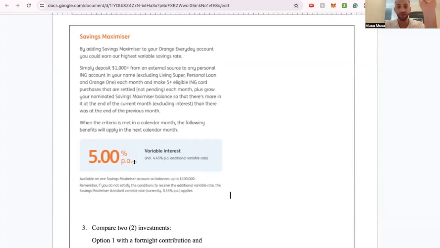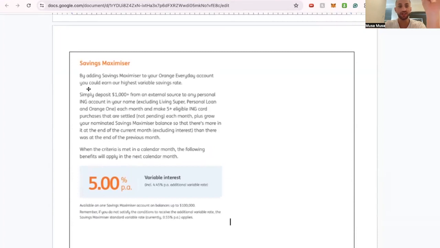But if we read all of the conditions here, it says simply deposit $1,000 from an external source to any ING account in your name. You have to make 5 ING purchases, and you have to grow your savings account so that the amount in it increases every month. So if you do this, then you will make 5% per annum. So you will do all of your calculations in this spreadsheet based on 5% per annum.